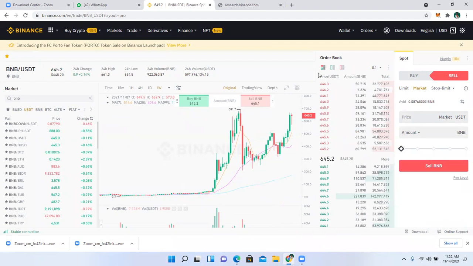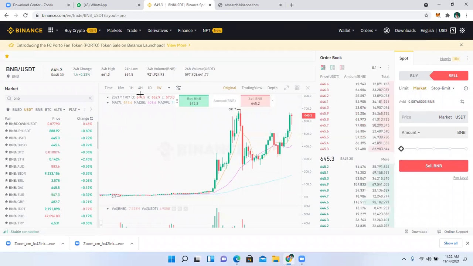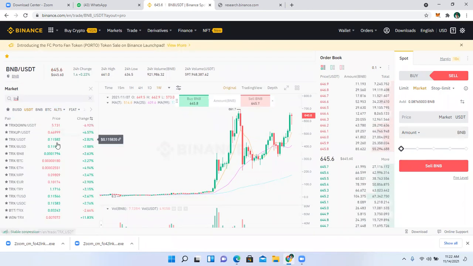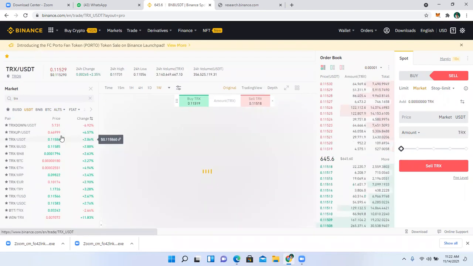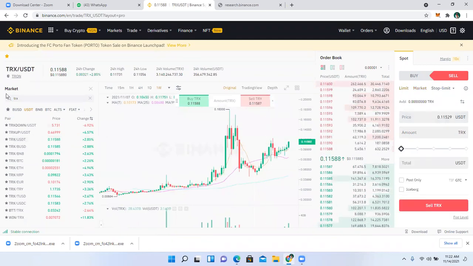Okay. So I've sold BNB. I now have USDT in my wallet, right? So let me go back. Which coin do I need right now? I think I need Tron. So let me just get Tron. Let's use Tron for this demonstration, TRX USDT, right?